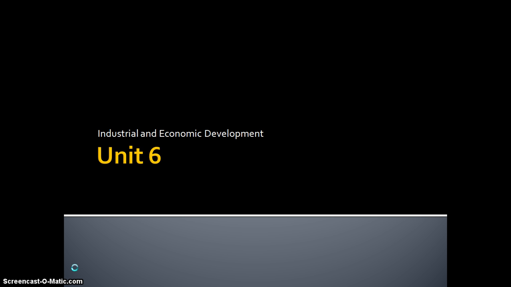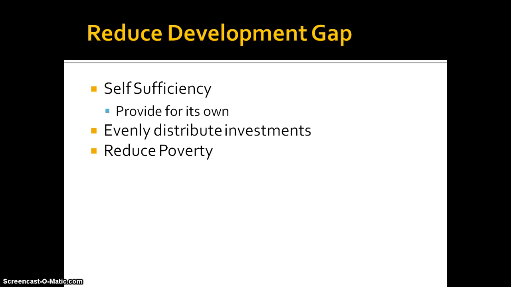Today what we're going to look at are some varying points of view on what countries can do in order to reduce the development gap. There are two approaches that we're going to look at. One's called the self-sufficiency approach, the other is called the international trade approach. The self-sufficiency approach would run more along the lines of a structuralist, whereas the international trade approach would run more along the lines of a liberal economic philosophy for development.